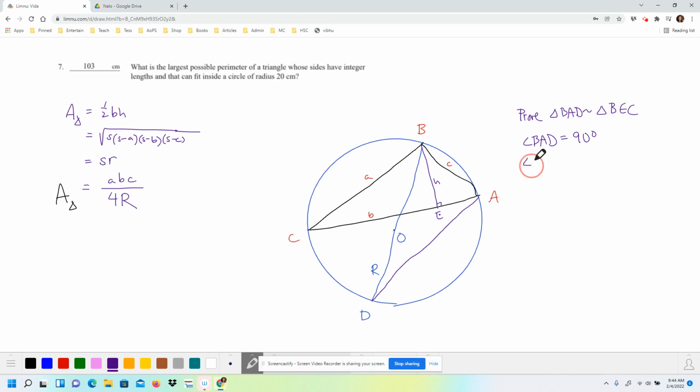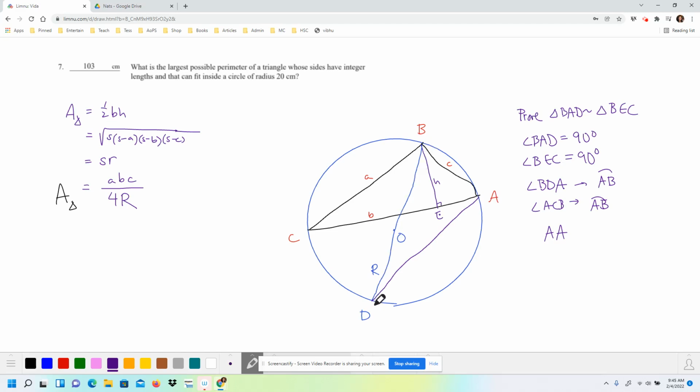And we've defined angle BEC to be the height of our triangle, so it's also 90 degrees, so these two angles are equal. The other angle is angle BDA. It's an inscribed angle, and it cuts off arc AB. We have another angle here, angle ACB, that also cuts off the same arc, AB. So these two angles are the same. We have two angles of two different triangles that are congruent, so by angle-angle, these two triangles are similar.